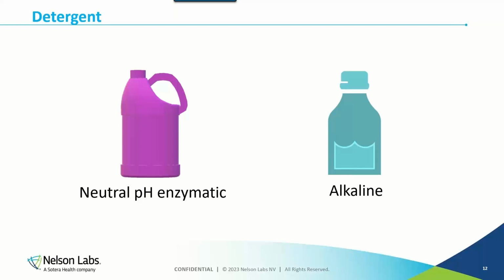Second path where we might take a different decision is the detergent. So you have different kind of modes of activities for detergents. You could have detergents that are mainly neutral pH enzymatic detergents. And then you have a big class of detergents that's alkaline.